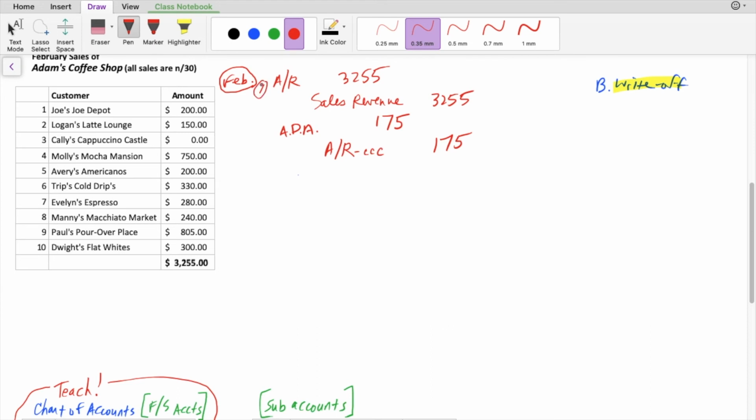Okay, so I'm going to start numbering some of these transactions. In the first transaction, we record the sales from February, and then we record the write-off. So that's going to happen, right? That's the second step. First step is to estimate. Second step is to write off.